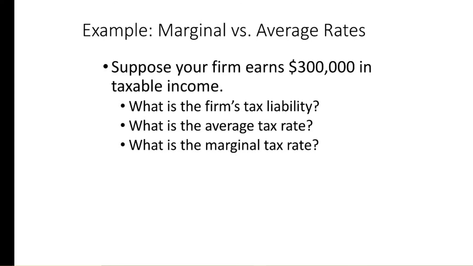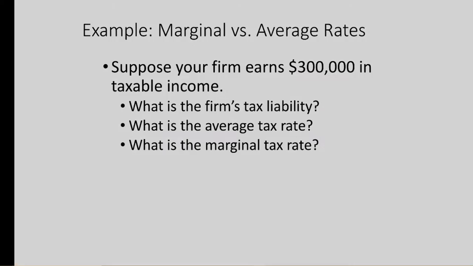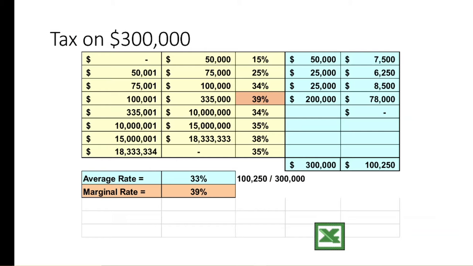So suppose your firm earns $300,000 in taxable income. So here are the three questions for you. How much do they owe? That's what we call tax liability. What is the average and marginal tax rate? Okay. So to be able to answer the question, you need to know these numbers here. Okay. So take a moment. I'll leave these up here. Hit pause and try to calculate that.